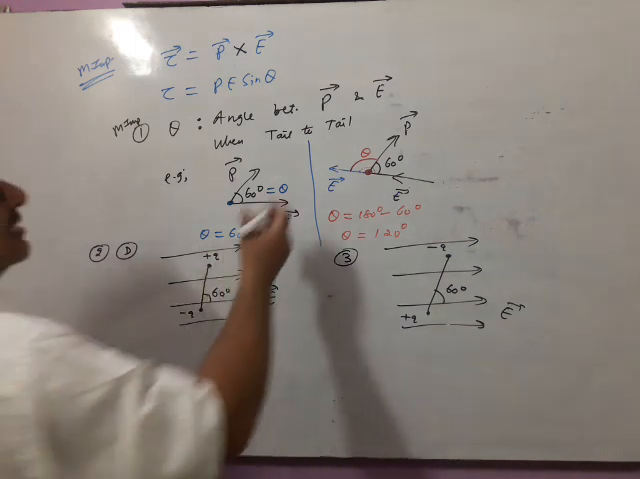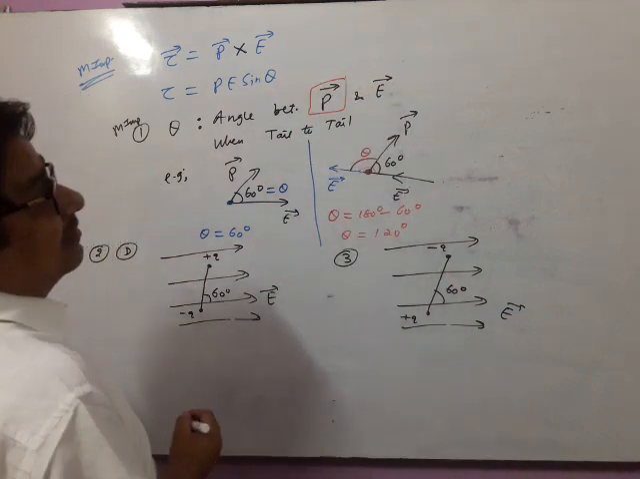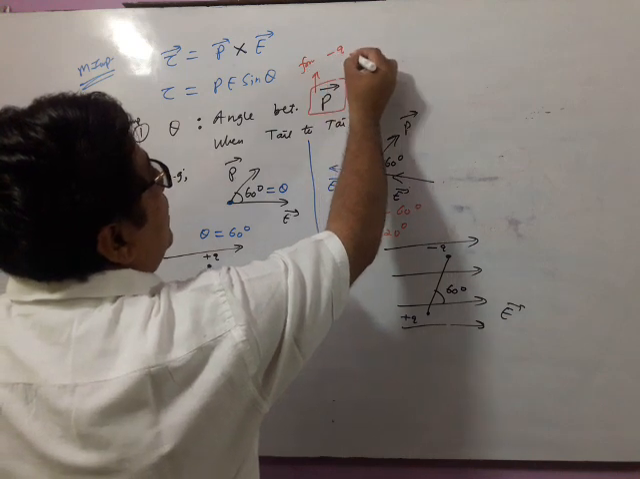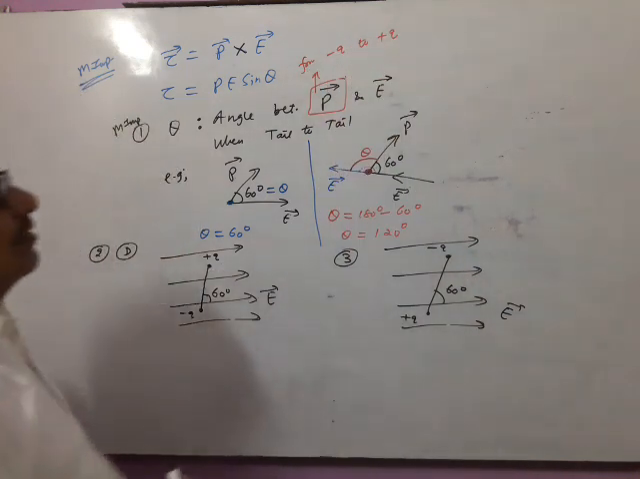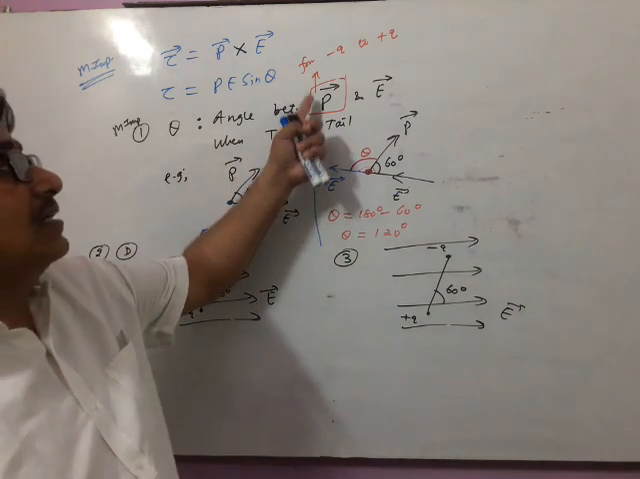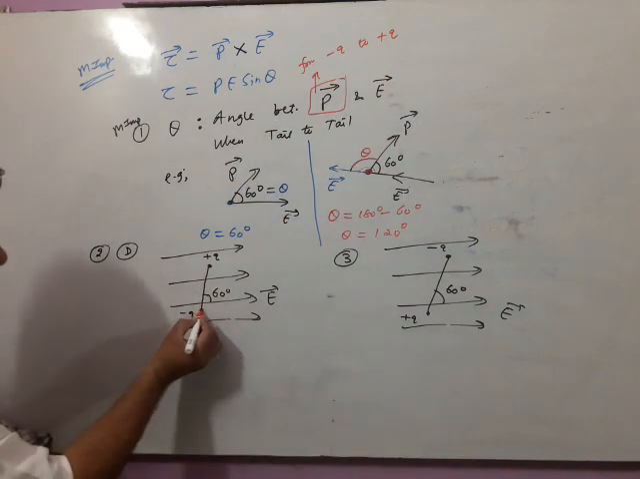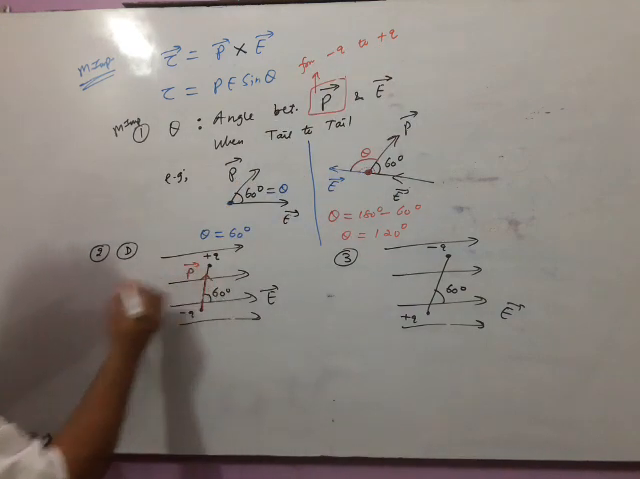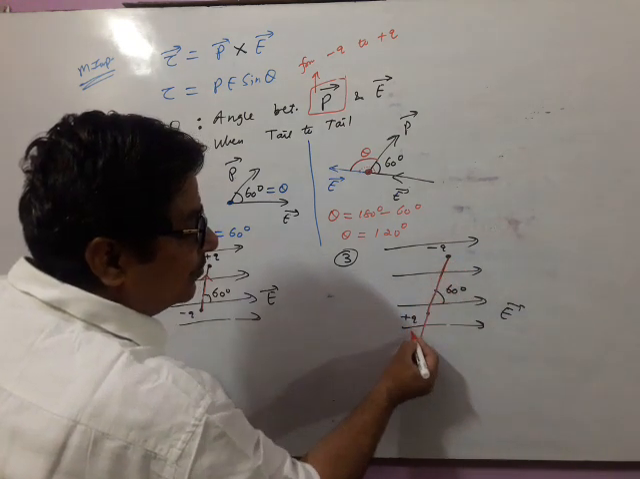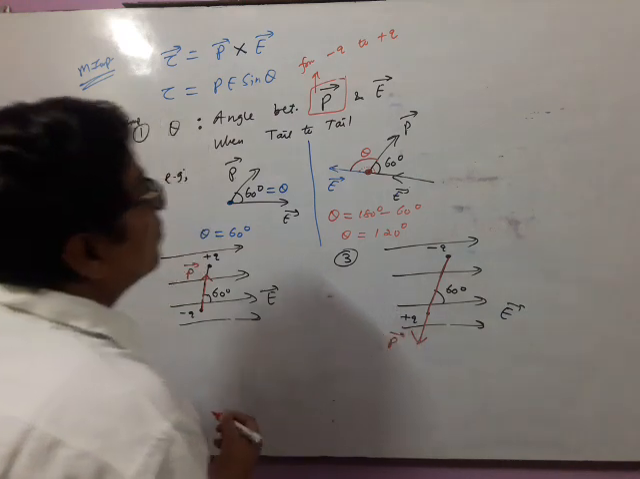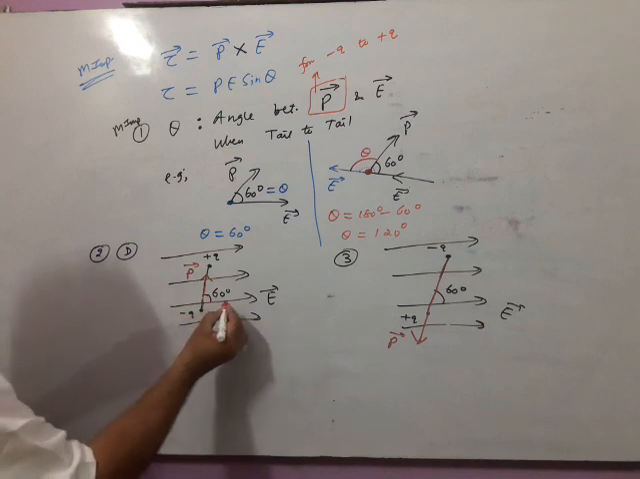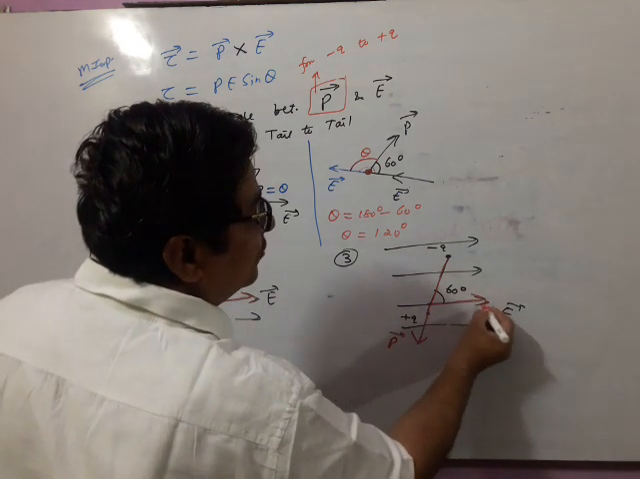Now you must remember what is the direction of p vector. Again, direction of p vector is from minus q to plus q. So here are 3 points. First point, direction of p vector from minus q to plus q. This is p vector. Minus q is upward here, so minus q to plus q. This is p vector. Second point is E vector. E vector is given from left to right.